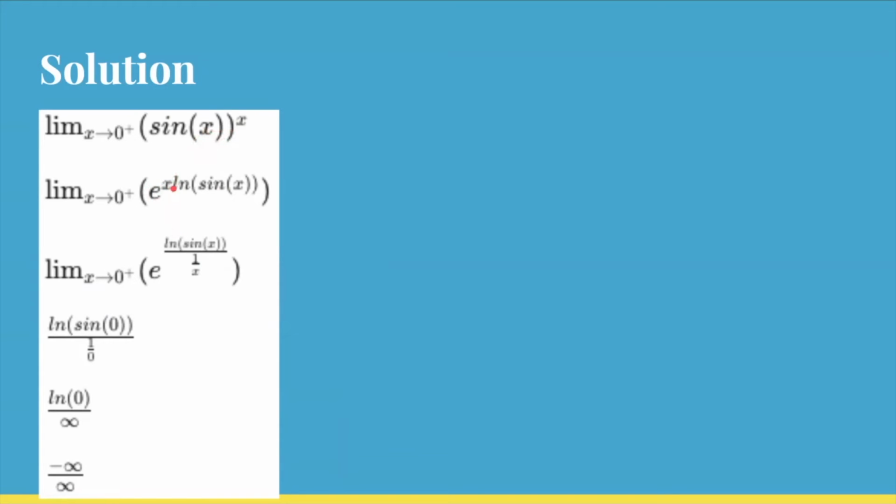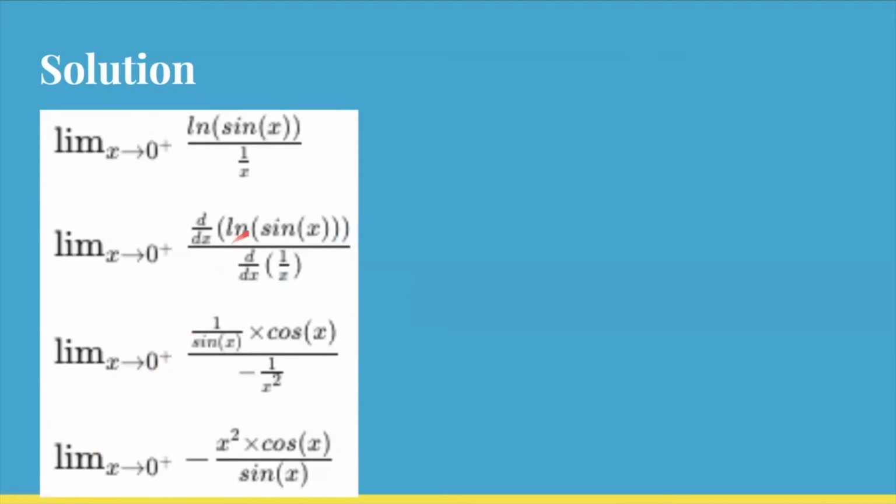And then we just turn this limit into this. Then verifying that it's of indeterminate form by plugging in 0 for x, you'll get negative infinity over infinity in the end. So you can use L'Hopital's rule. Differentiate both the numerator and the denominator. For the numerator, you'd use the chain rule. Then let's simplify this a little bit. We'll move the x squared to the numerator and the sine x to the denominator.